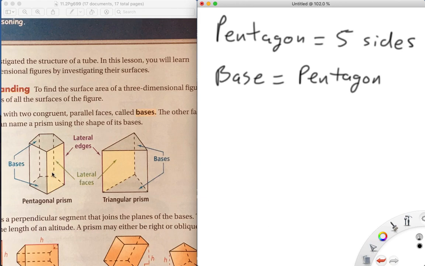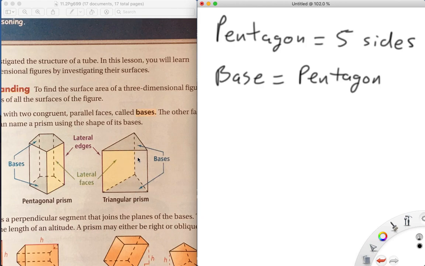For prisms, your lateral faces will always be rectangles of some sort, or some type of quadrilateral, whether it be a rectangle or a parallelogram. Always. We also have something called lateral edges, which are just the edges of the lateral faces. Usually the height, and most of the time they're perpendicular to the bases.